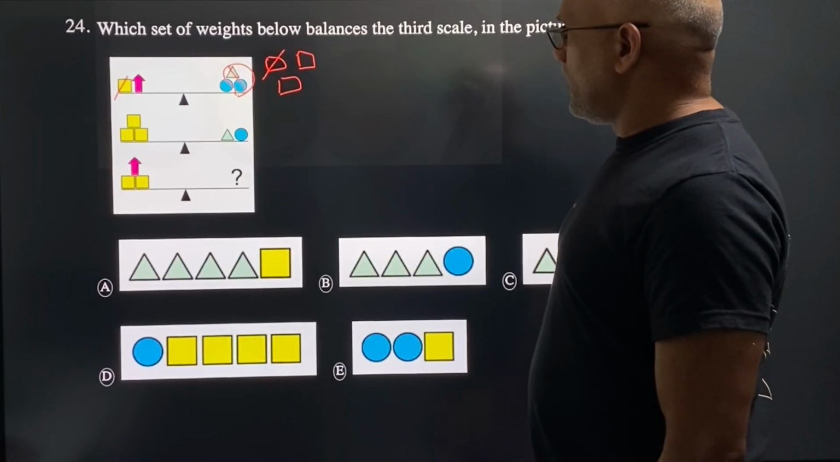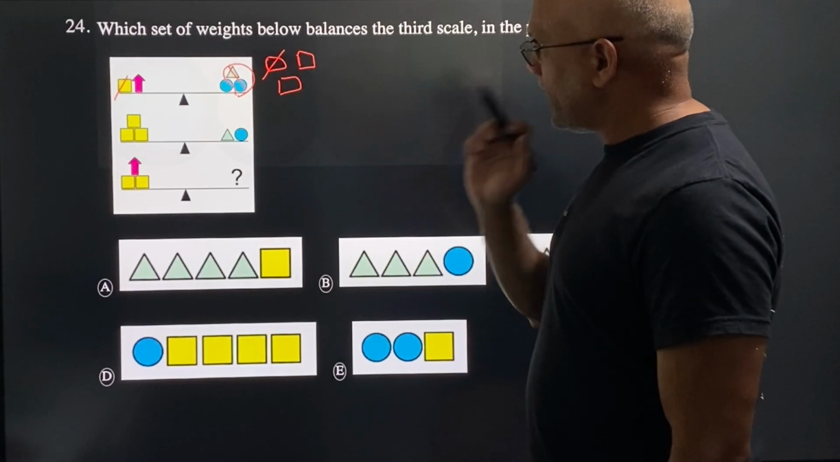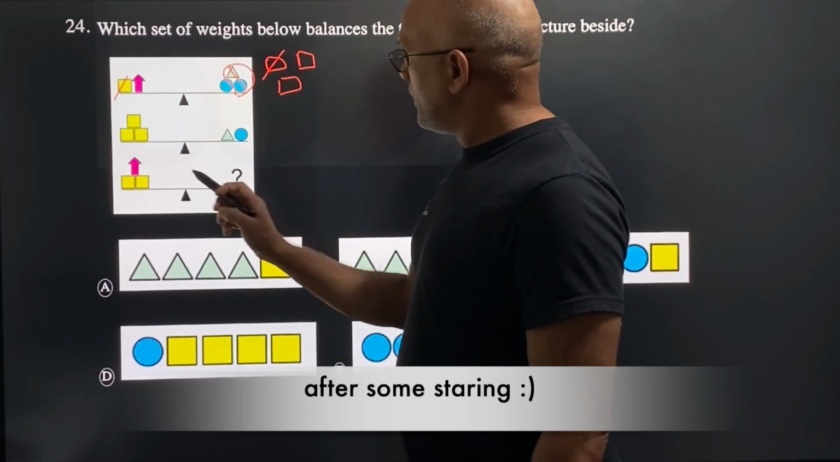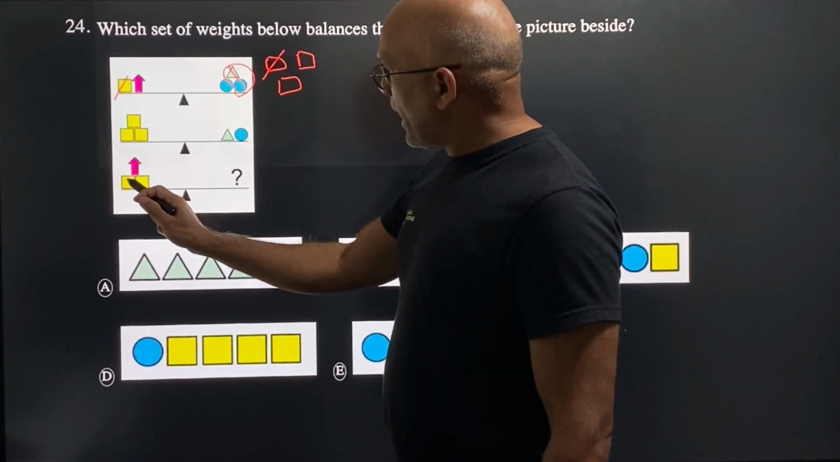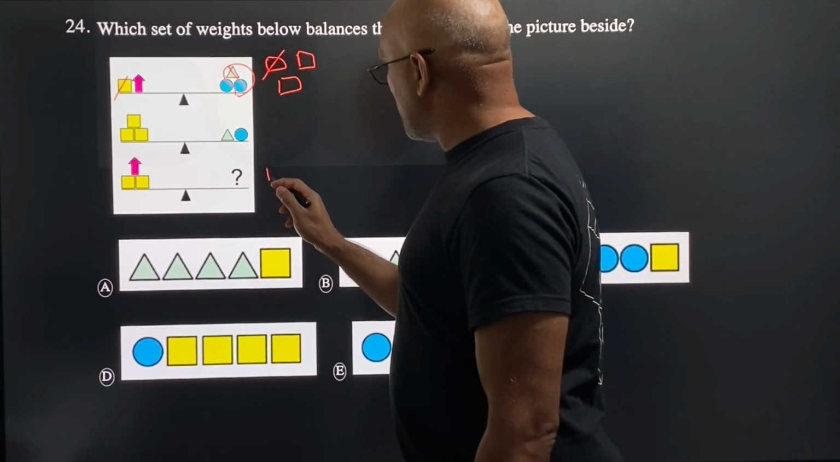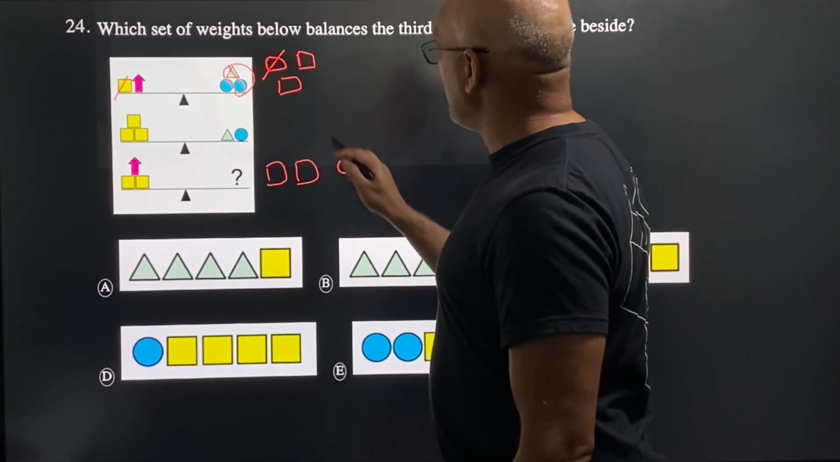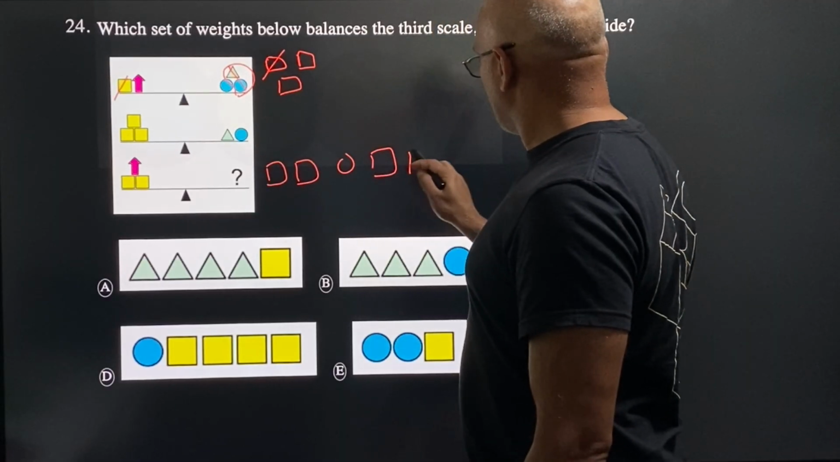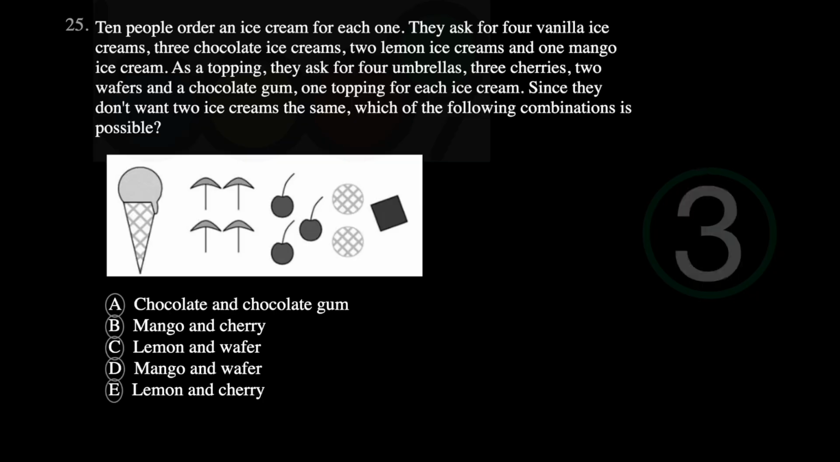Okay, that is one thing. And then, okay, I think we are set. So we have two squares and an arrow. So two squares is the same as two squares, right? Arrow is, we know, a circle and two squares. That is the same as this actually. So D is the correct choice.